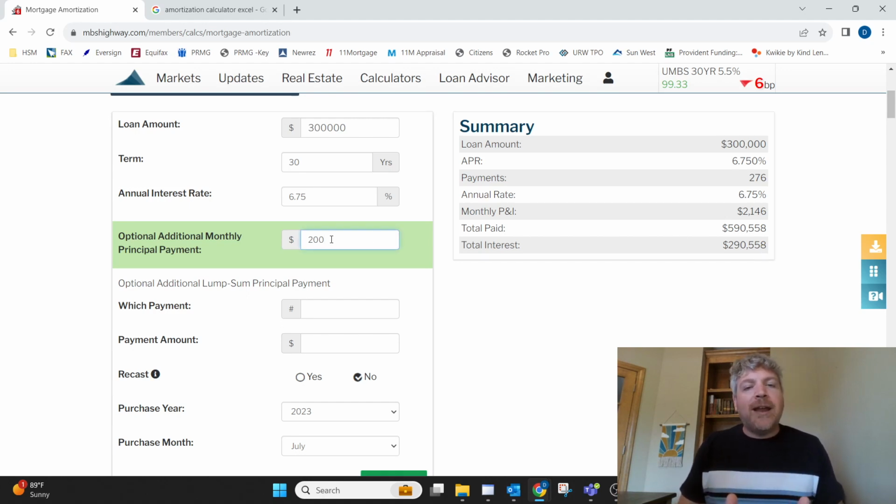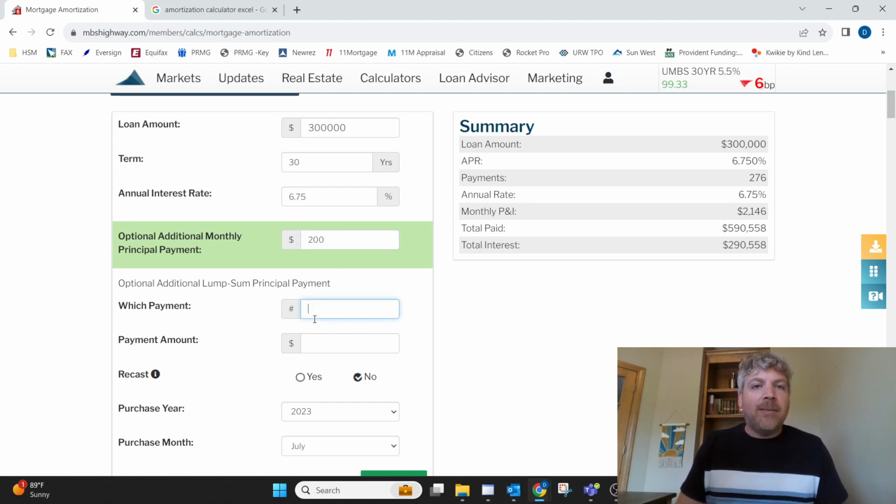But the main thing to know with an amortization calculator and with mortgages is every time you make a payment, your next payment is always based off your remaining balance as far as what's going towards principal and interest. So you don't have to just do this monthly.